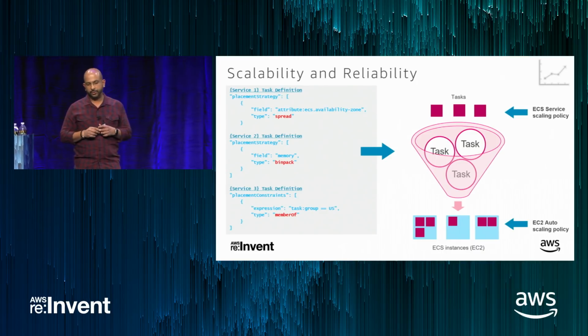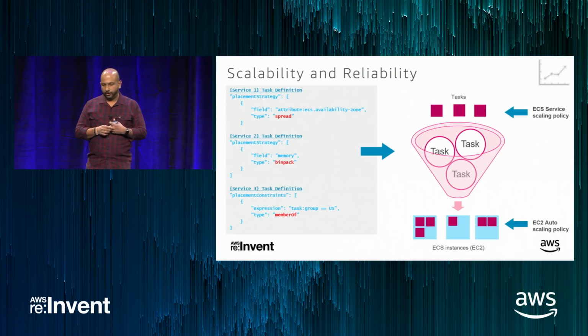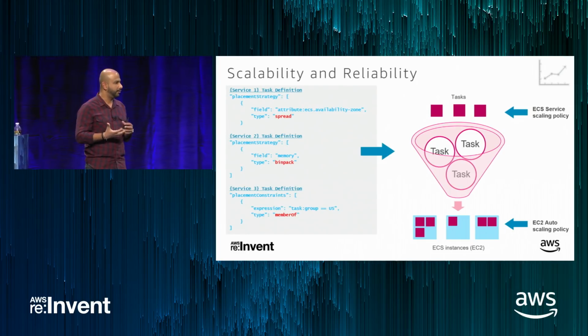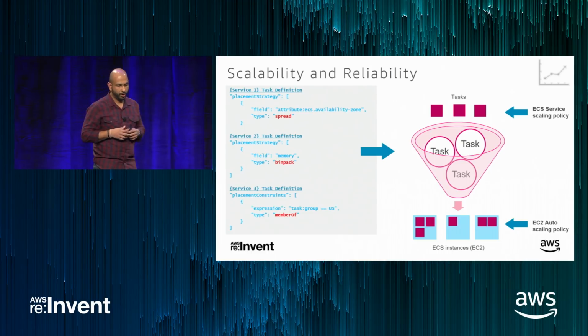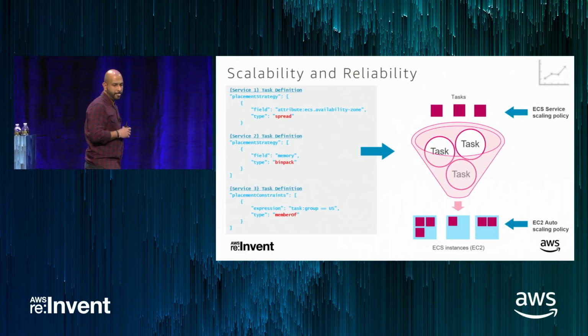Let's go to service 2. Service 2 was a batch processing service, so we want to make sure the process runs in a more efficient way. That goes to our cost optimization. For that, what we selected was to bin pack on the memory.